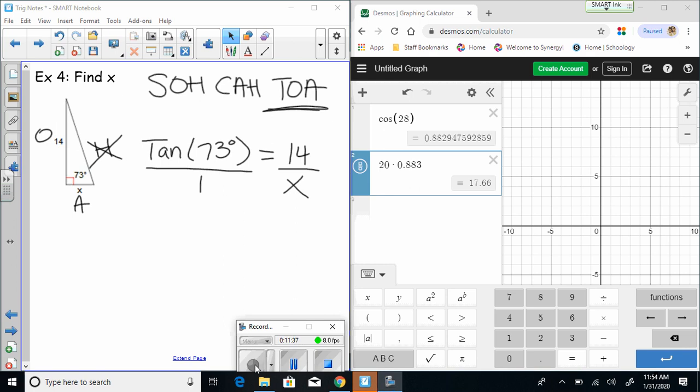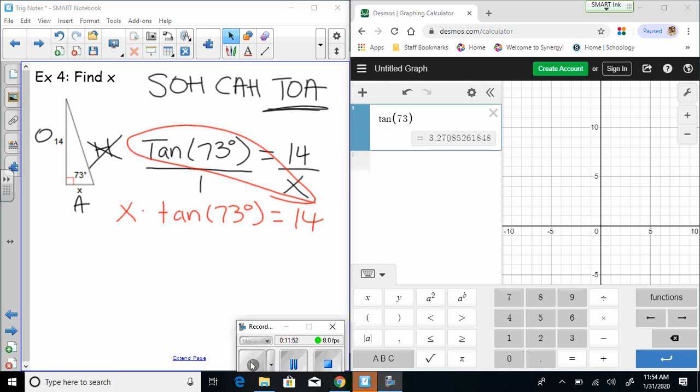All right, so then we're going to set this one up. We're going to cross multiply. So now it's X times the tangent, 73 degrees is equal to 14. And now we're just going to figure out what the tangent of 73 degrees is by placing it into the calculator. And so we get the tangent of 73 degrees is rounded about 3.271. It's equal to 14. So this is just a one-step equation, so I don't want you to panic.